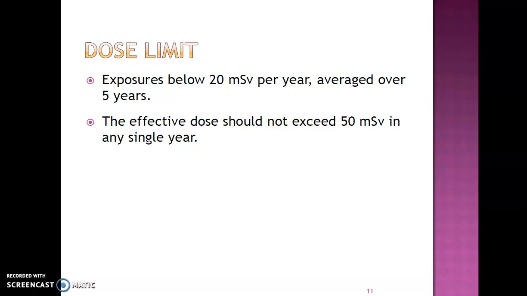Dose limit. Exposure below 20 millisievert per year, averaged over 5 years. The effective dose should not exceed 50 millisievert in any single year.